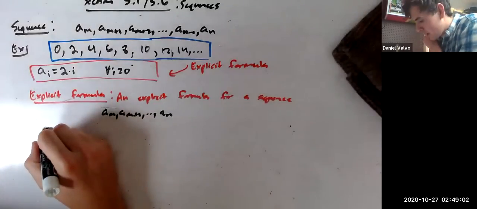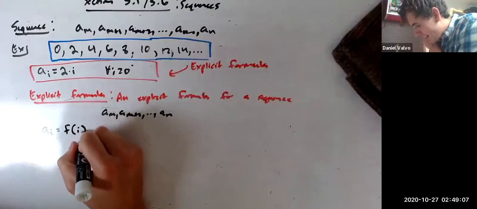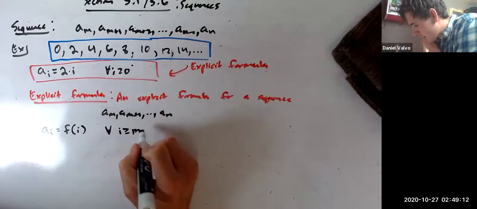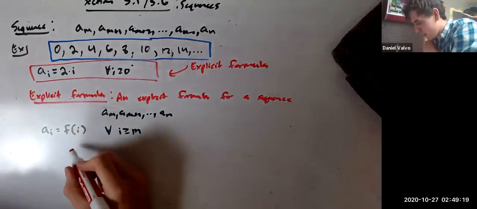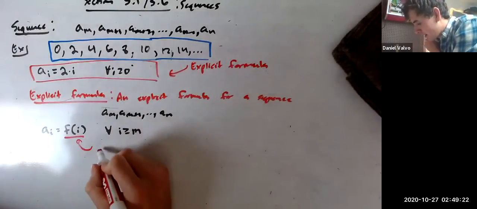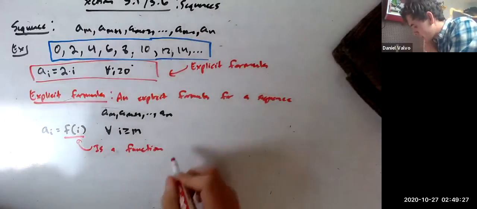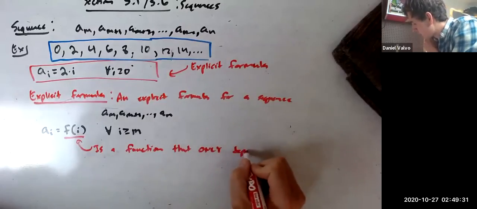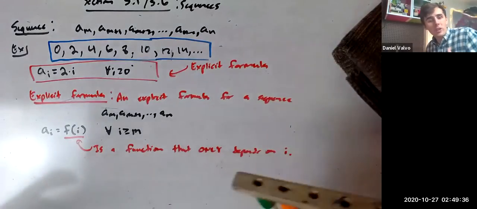going to be AI equals f of I for all I greater than or equal to M, where this f of I is a function that only depends on I. And by that I mean it only takes in an I.